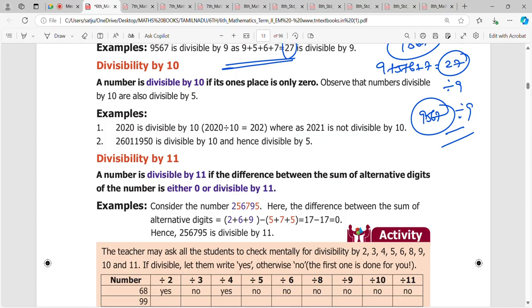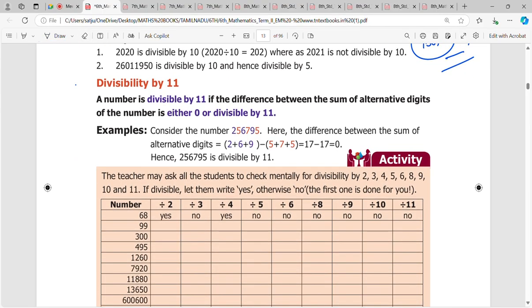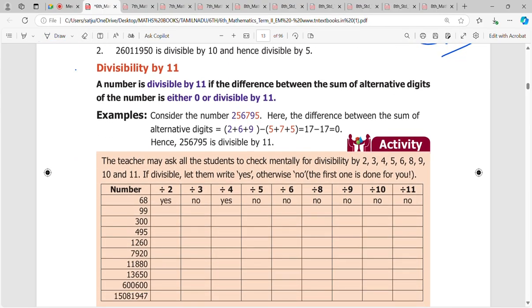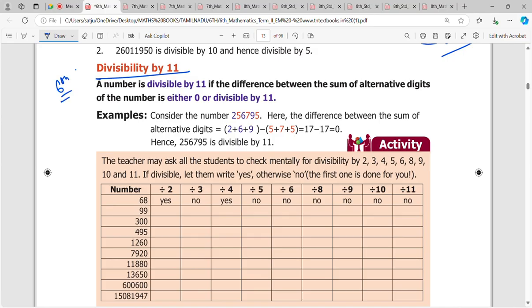Next year. Divisible by 11. Very beautiful book. Okay, that is why I am teaching you this. Even it is there in your NCERT also. This Tamil Nadu book also very beautiful book. 6th standard year. Difference between the sum of the alternative digits of the number is 0 or divisible by 11.